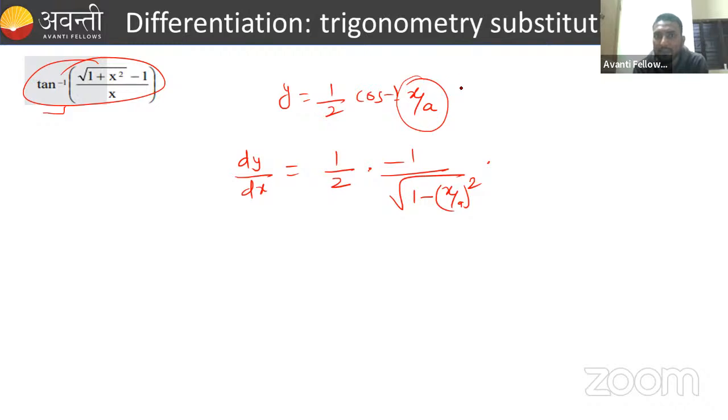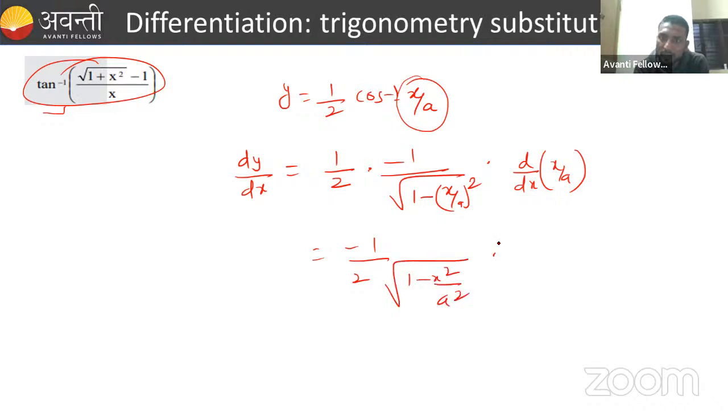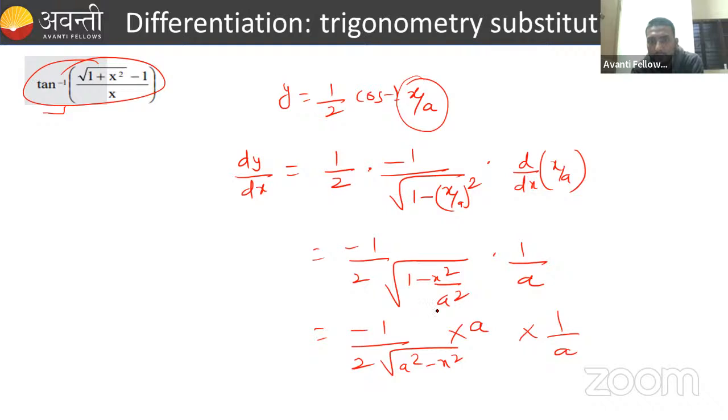Again, if we are taking it as t, it is forming a chain. So we can write dy by dx of x by a. So it is minus of 1 by 2 root under 1 minus x square by a square, and it is what? 1 by a. After solving this, you can simplify it. It is a square minus x square into a, and this is 1 by, because this a will go upper side, a will be cancelled. The final answer will be minus 1 divided by 2 root under a square minus x square. So it is more easy, right?